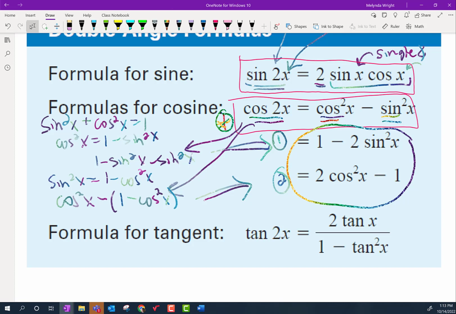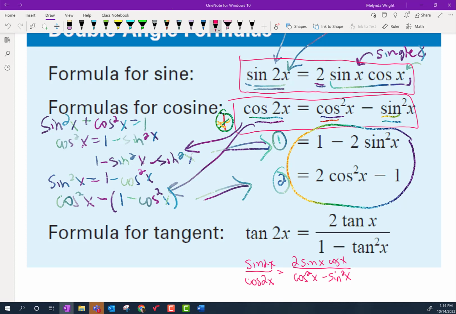So the formula for tangent 2x, you could get away with simply doing the sine 2x formula over the cosine 2x formula, which would be 2 sine cosine over cosine squared minus sine squared. That would give you the same result that you're looking for with the tangent formula.